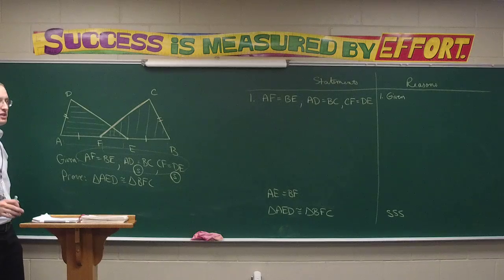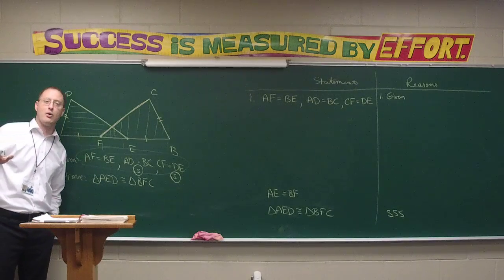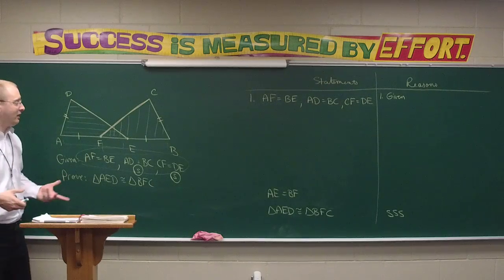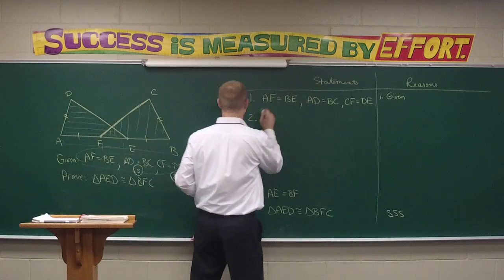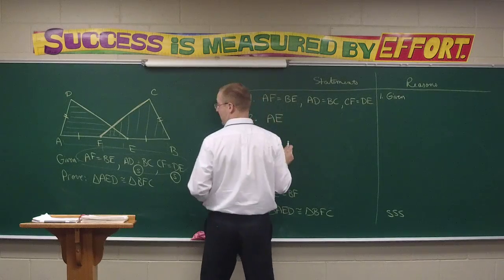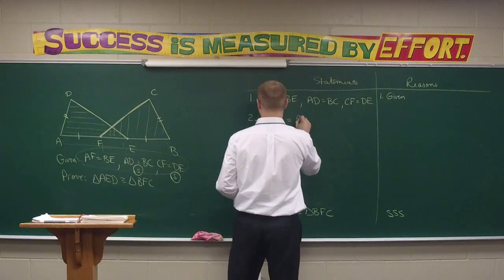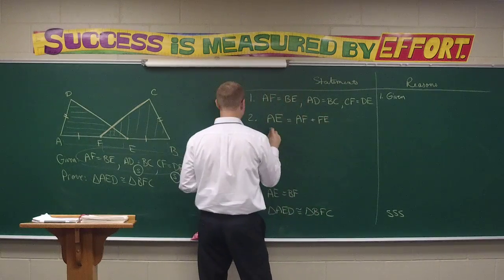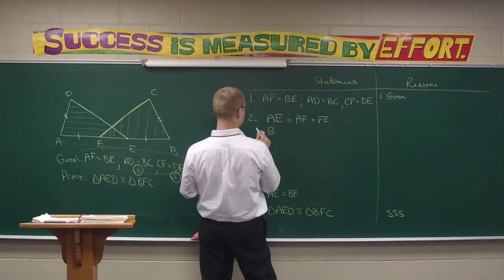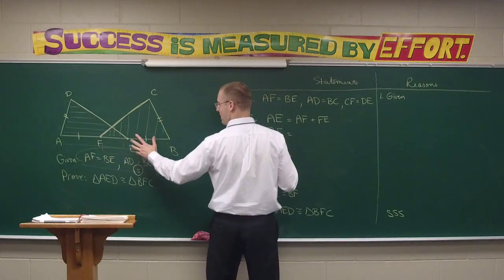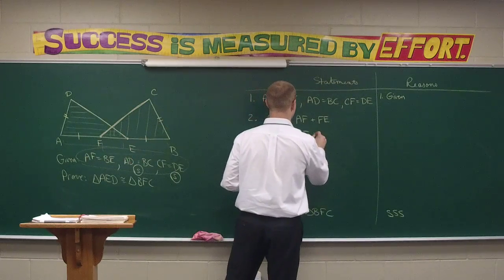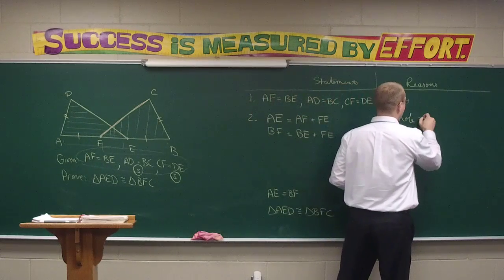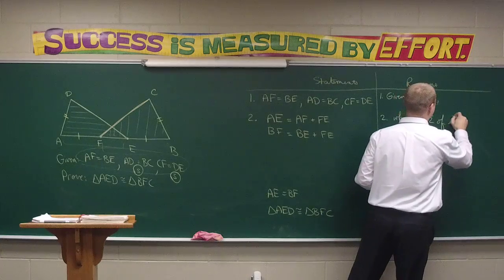I've been emphasizing some words, Victoria. I'm sure you're screaming at your computer right now. What should we be thinking when we've got wholes and parts? Yeah, absolutely, the whole equals the sum of its parts. Let's go ahead and start by saying, well, AE is equal to AF plus FE. And I know that BF is equal, I'm trying to read my writing here, BF is equal to BE plus FE. I know that's true because the whole equals the sum of all its parts.